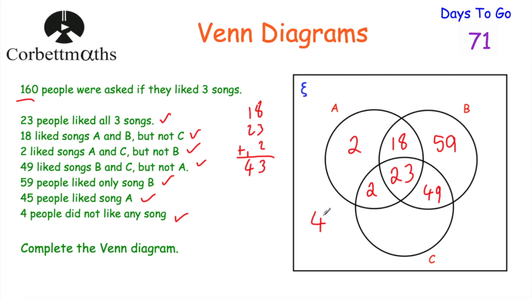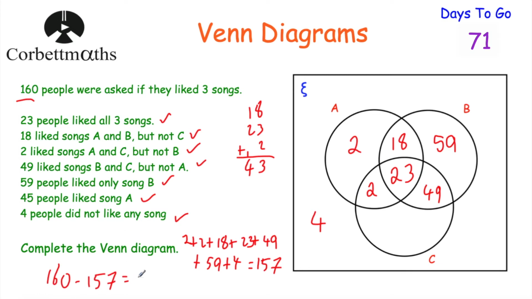So let's do that. When we add up all these numbers, 2 plus 18 plus 23 plus 49 plus 59 plus 4, whenever we add up all those numbers, that's equal to 157. So there's 157 people so far. There's 160 altogether. So if we do 160, take away the 157, that's equal to 3.